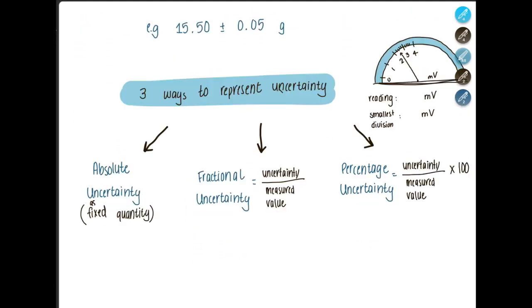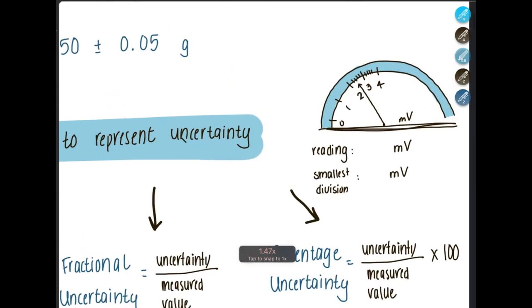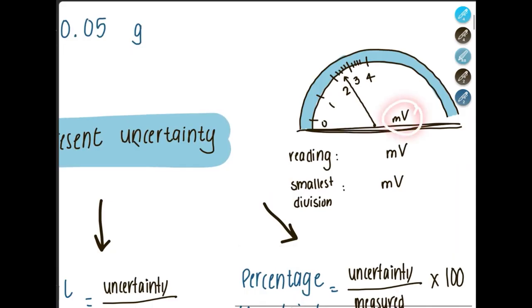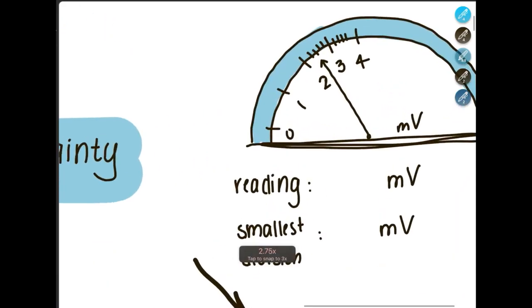Moving on, let's look at different ways to represent uncertainty. It's absolute uncertainty, fractional uncertainty, or percentage uncertainty. To do that, let's look at this voltmeter. It's in millivolts. If you look at the reading, it's between 2.2 and 2.4, so you can write this as 2.4 millivolts. What about the smallest division? It's 0.2, 0.4, 0.6, 0.8, and then 3, right? So the smallest division is 0.2 millivolts.